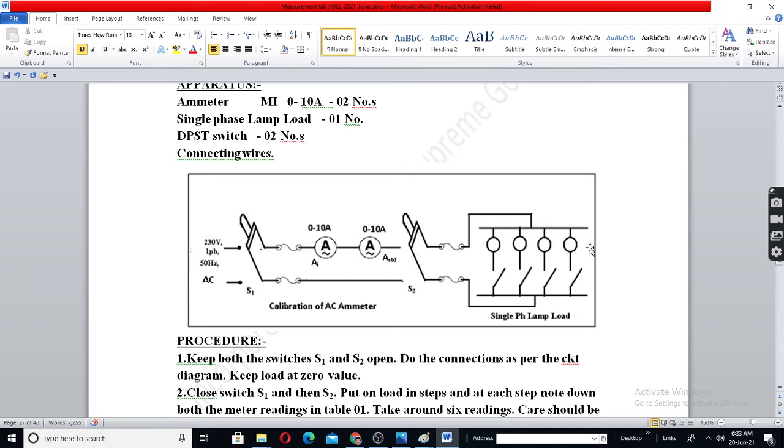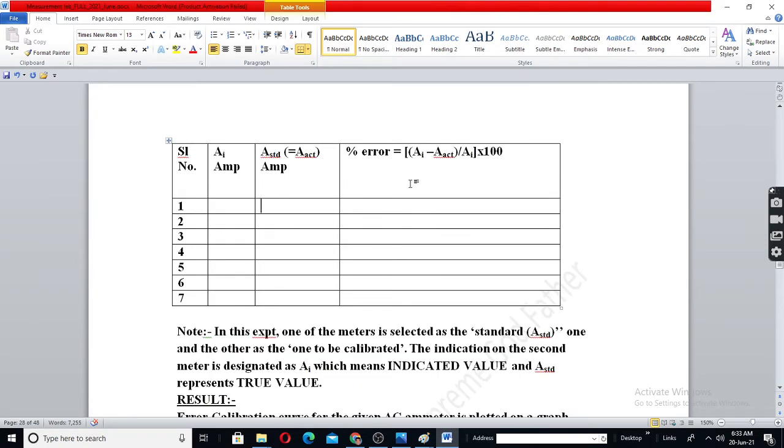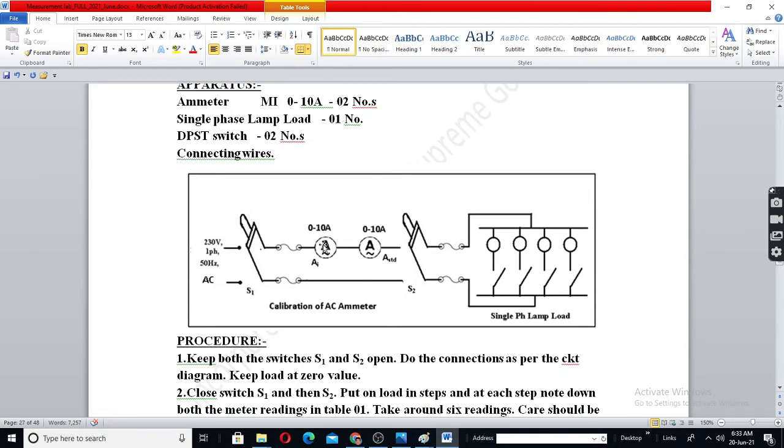Keep on increasing the load, both will give readings. Suppose the standard gives a reading of 2.3, and the indicating meter may give a reading of 2.2. This can be called the ammeter to be calibrated, A_I or A_cal. You can write anything.